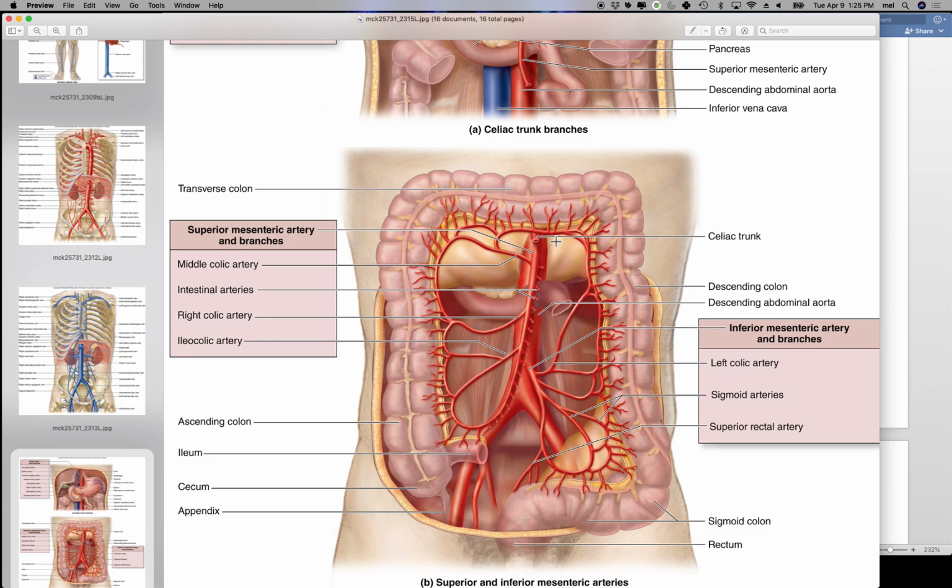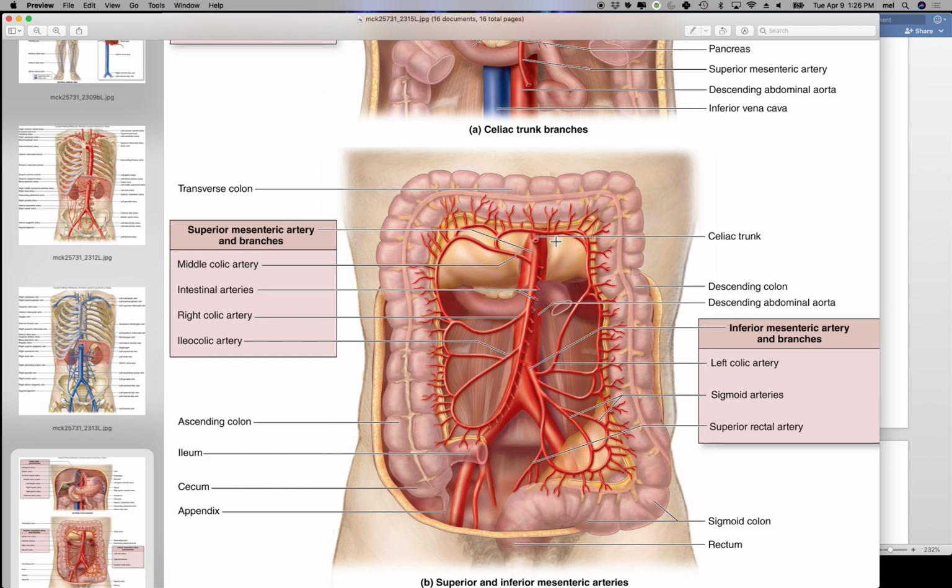So now, logically, what does the inferior mesenteric artery supply? The rest of the large intestine. Tell me what the rest is. It's descending and then sigmoid colon. Yeah, and you can see it going to the descending and the sigmoid colon. Do you see that? Okay.